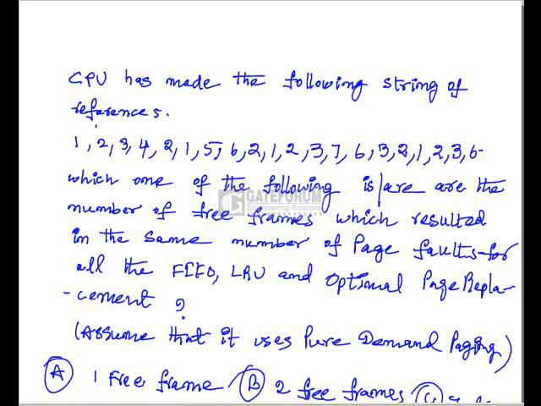Pure demand paging means initially there were no pages in the memory. That is, all are empty. Normally if you take one free frame, it makes no difference among the number of faults whatever the algorithm used, because the selection of the page to be replaced is only one. There is no competition. So whatever the algorithm used, you will get the same number of page faults, whether it is FIFO or LRU or optimal page replacement. So option A is one thing, and let us see more frames also.